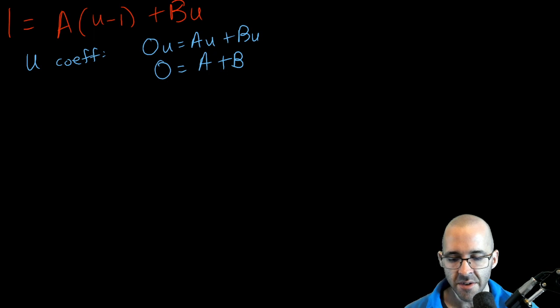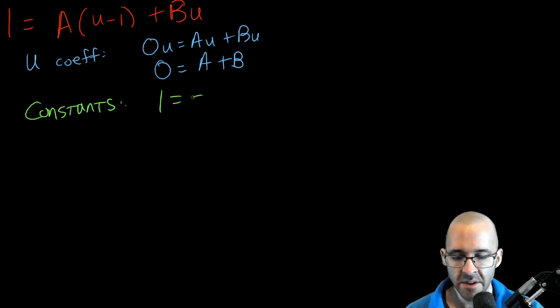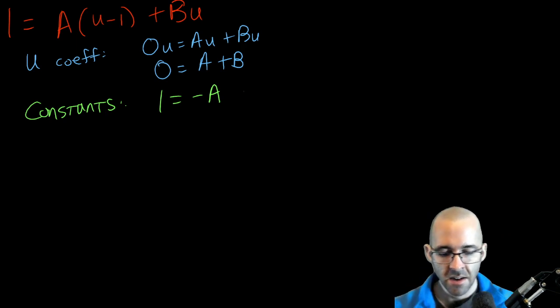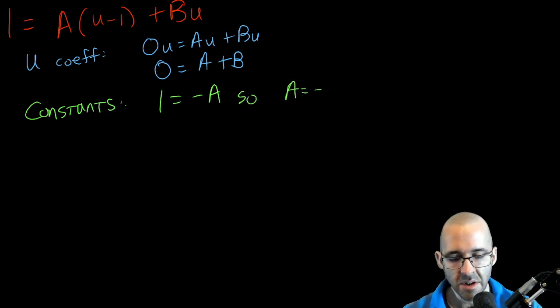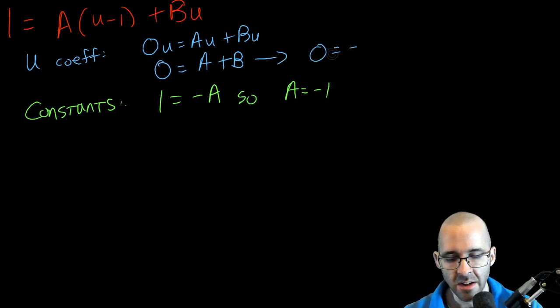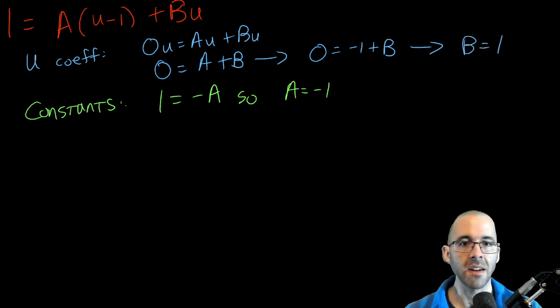All right, and then we also have to look at the constants. Well, there's a constant of 1 on the left, and there's a negative a on the right. That's the only constant on the right, just a negative a. So a is equal to negative 1. Well, that tells us that 0 is equal to negative 1 plus b, or b is equal to positive 1. Oh, that's great. We're done.